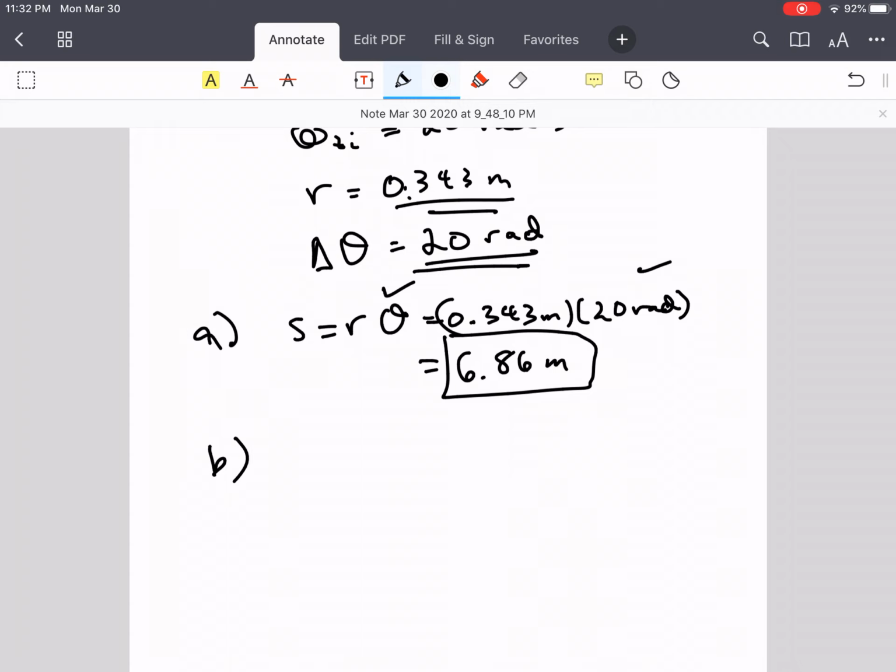Similarly, part B of the question asks, what is my initial linear velocity? So notice that my linear velocity is just r times omega.